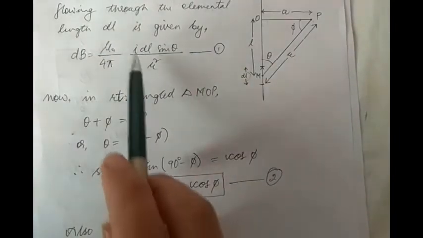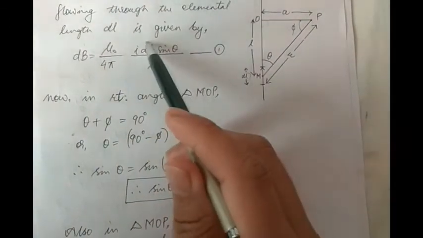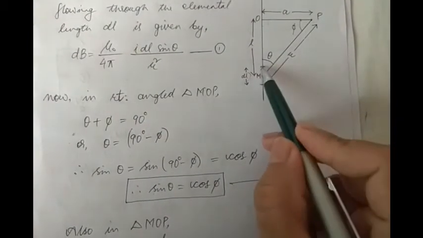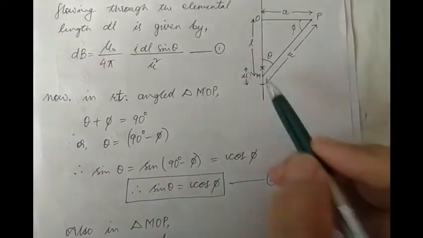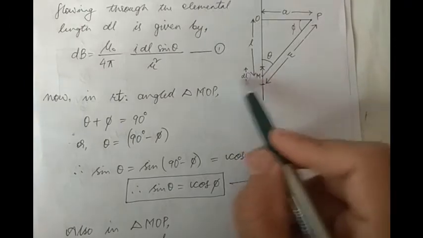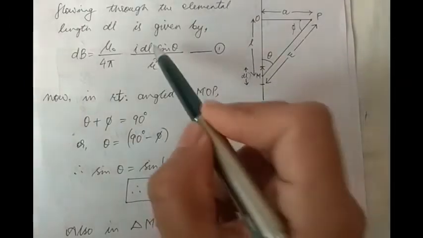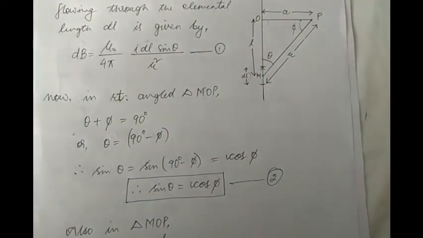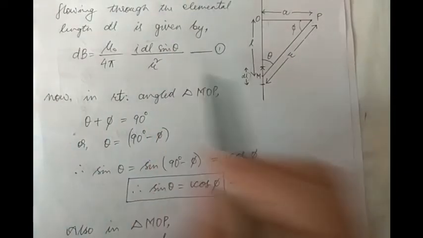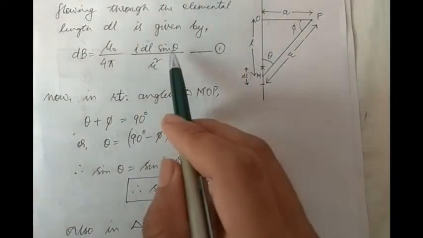Now what are we trying to do over here? Look at this expression for Biot-Savart's law. Mu naught by 4 pi is a constant. I is a certain magnitude of current flowing through the wire. Now DL is a variable. This DL could have different lengths; for different persons, the length of DL could be different. Sine theta likewise is a variable because theta is a variable.